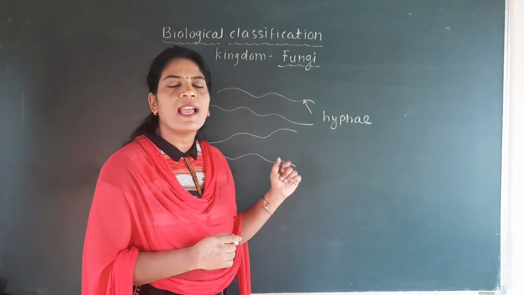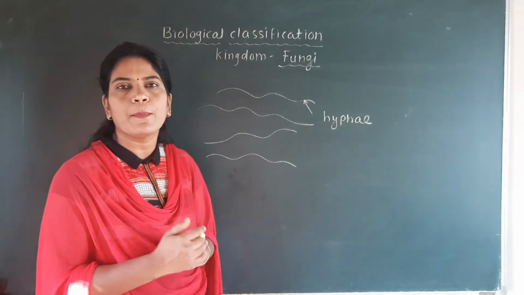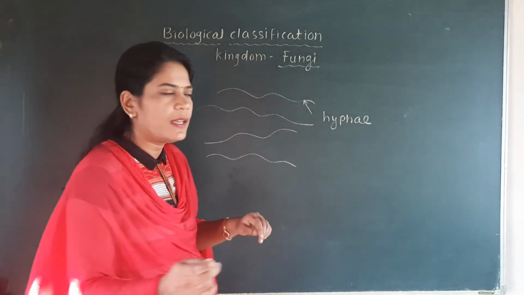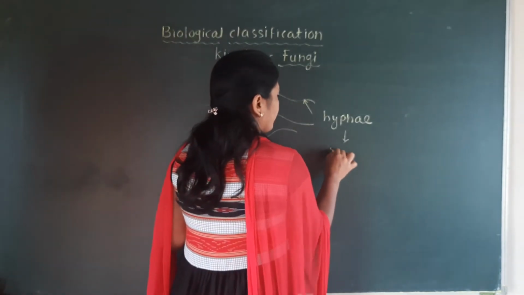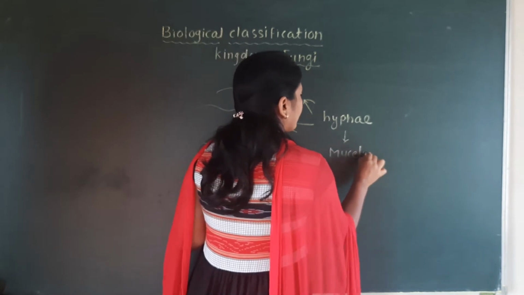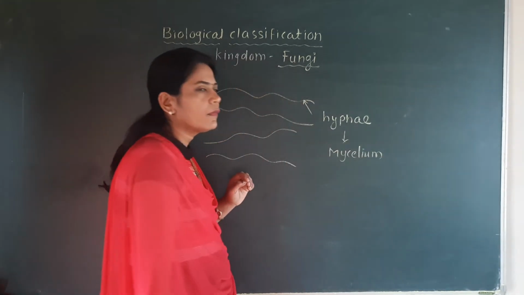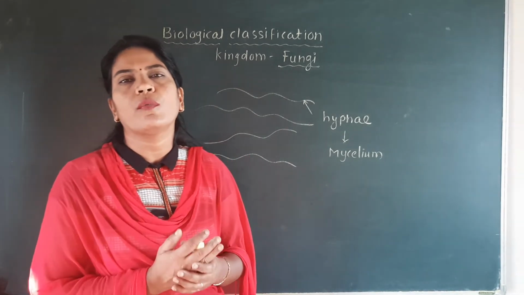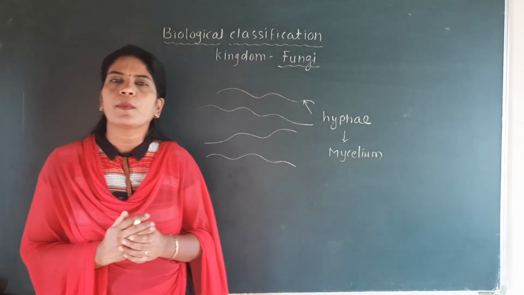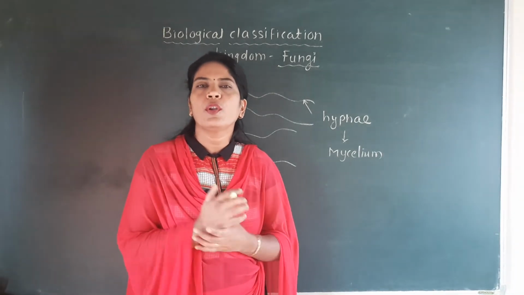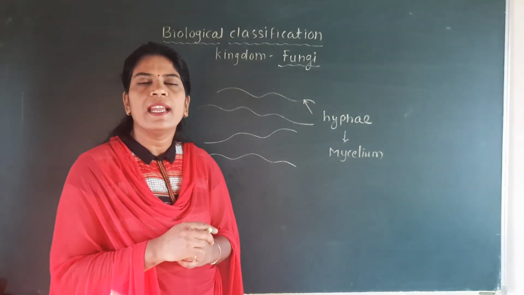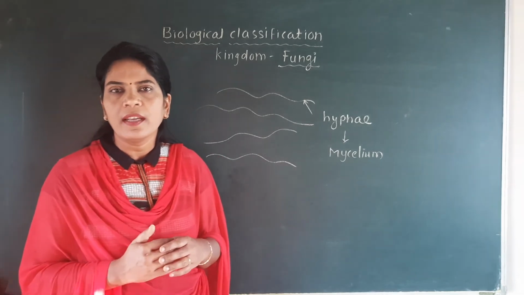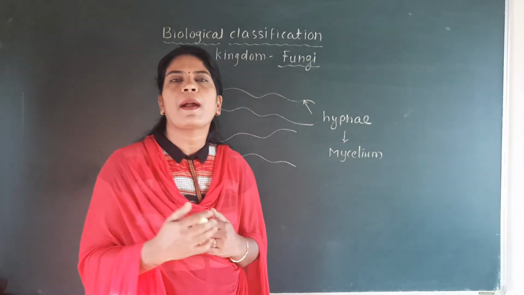So these hyphae are thin, thread-like structures, and all these hyphae come together and form a structure that is called the mycelium. Now what is mycelium? Mycelium is the vegetative part of the fungi which forms the body of the fungi. So the body of the fungi, in other terms, we call a mycelium, and that body is a vegetative part. It is not a reproductive part. It does not take part in reproduction.